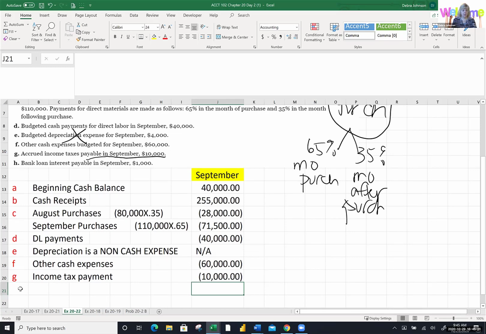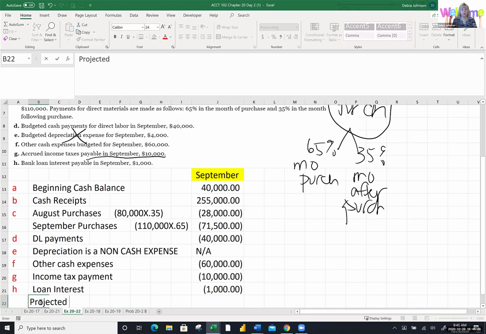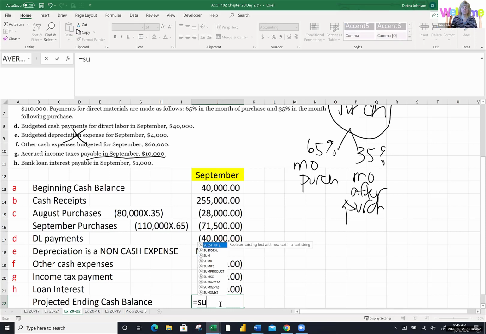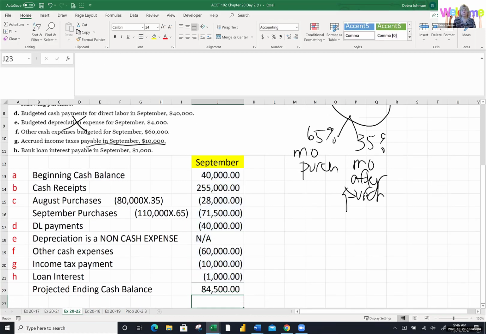And then they do have some interest that they need to pay, some kind of loan interest. They didn't make us compute it. They just gave it to us, 1,000. And so I think I'm ready to run the numbers. Projected ending cash balance. You could do it on your calculator, but Excel is going to do it much more quickly and make a whole lot fewer mistakes than I would make entering those on my calculator. But I will wait for those of you that may be using a calculator.